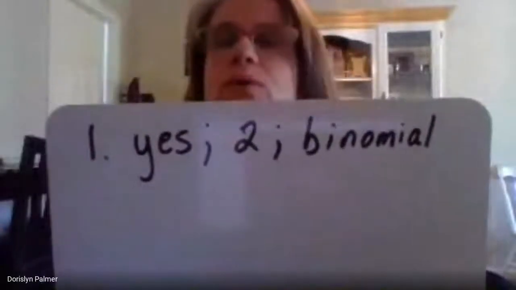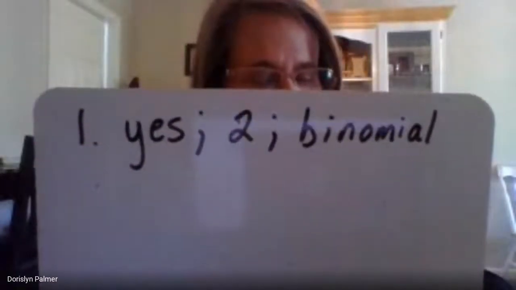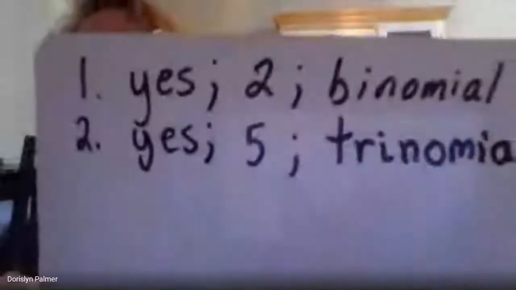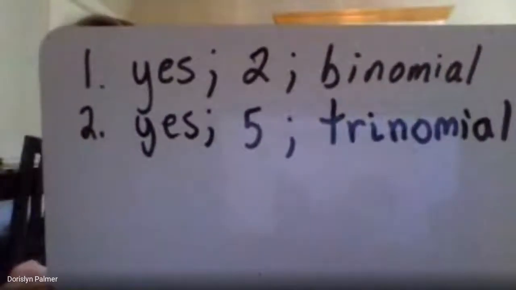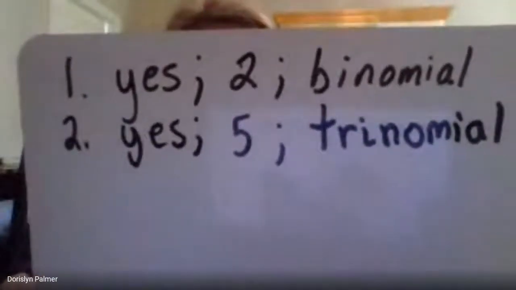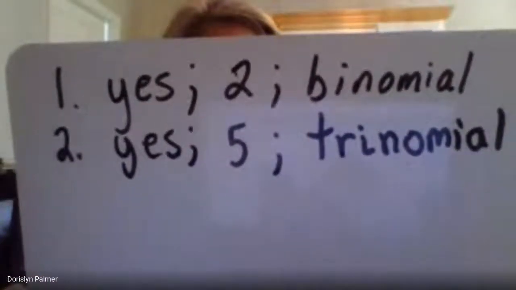Number 2, Emma. Is that a polynomial? Yes. Good. What degree is that? 5. Yeah. And monomial, binomial, trinomial. Trinomial. Good. Let's look at number 3. Gavin, is that a polynomial? Number 3.